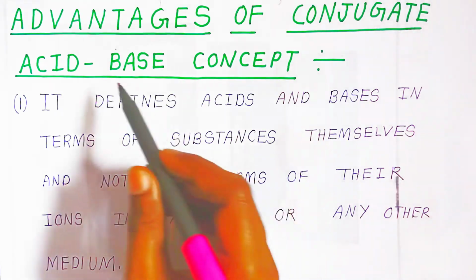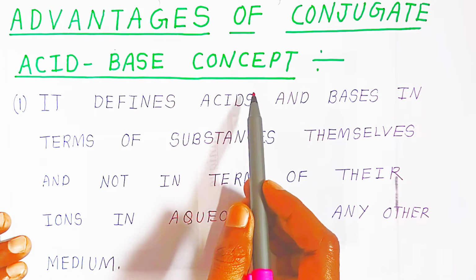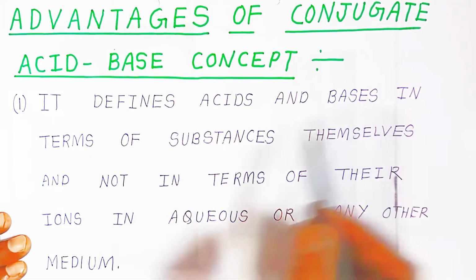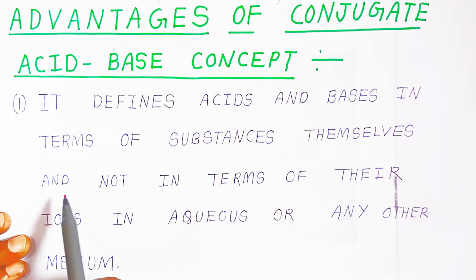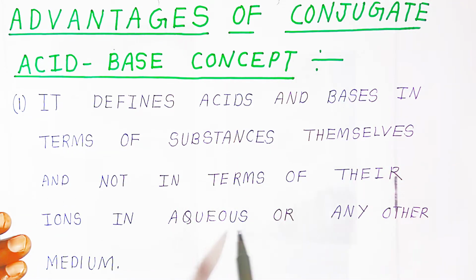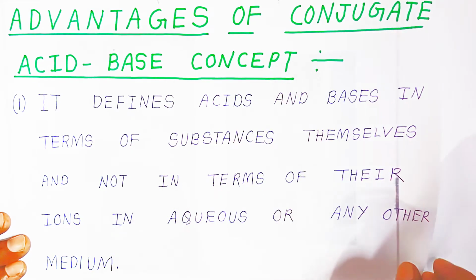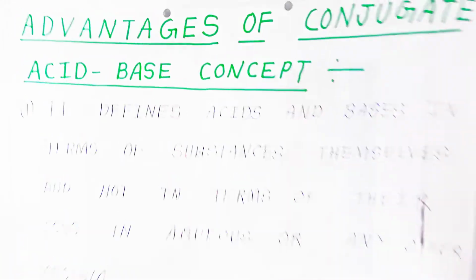Now we are going to see the advantage of the conjugate acid base concept students. From this acid base concept students, it defines acids and bases in terms of the substances themselves, and not in terms of the ions in the aqueous or any other medium. So here students, the substance only explains whether it is an acid or a base. Now this is the advantage students of the conjugate acid base concept.